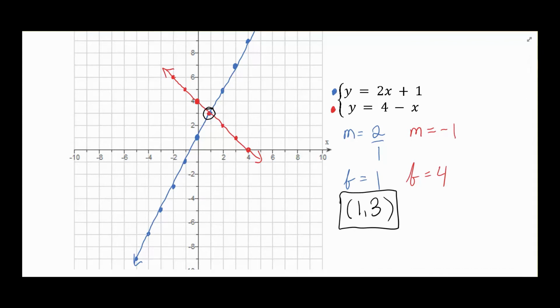The fact that we have a graph in front of us, that was basically our work. We were trying to figure out where that solution was going to be. We drew graphs to figure out where that intersection was. That intersection is the solution. So the solution is 1, 3.